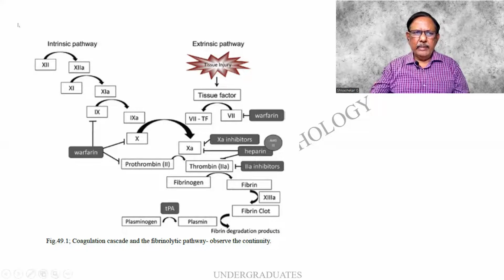Now there is something called the intrinsic pathway. There is an extrinsic pathway, and lower down there is something called a common pathway. So when we assess a patient with bleeding, we must know where exactly the fault is. Is it here or in this region? So that will be of great importance. This is just for a recapitulation.